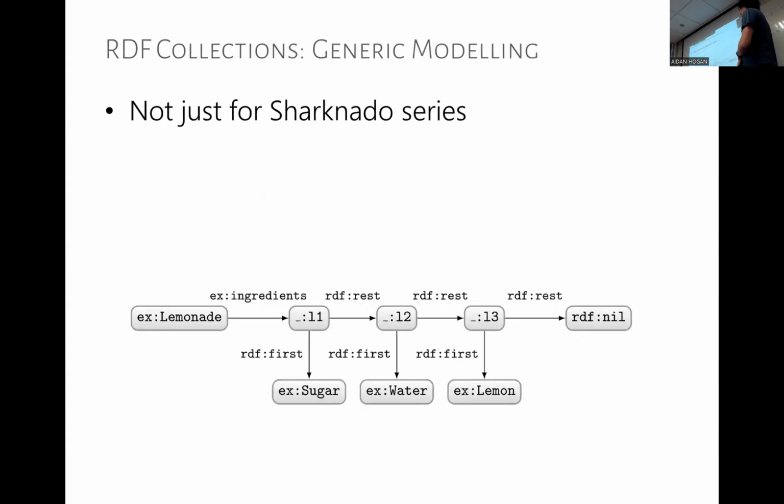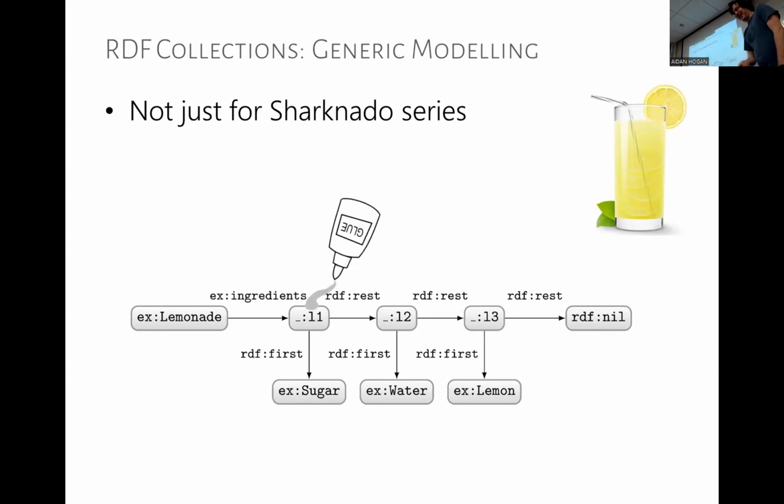Not just for the Sharknado series, the nice thing about this is we can use it anytime we need to represent order in our data using RDF. So we can use these collections. As everybody knows, if you want to make lemonade properly, you have to add sugar first and then water and then lemon. Everybody knows that, of course. I didn't just invent that. So okay, here we have a list for that.